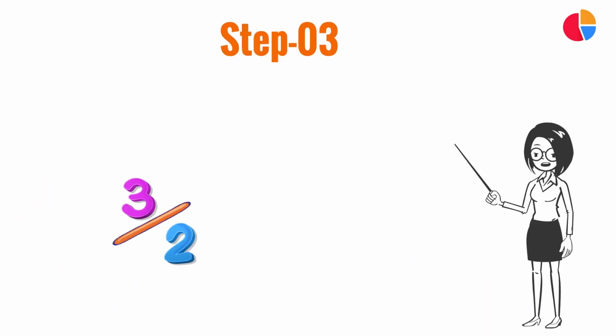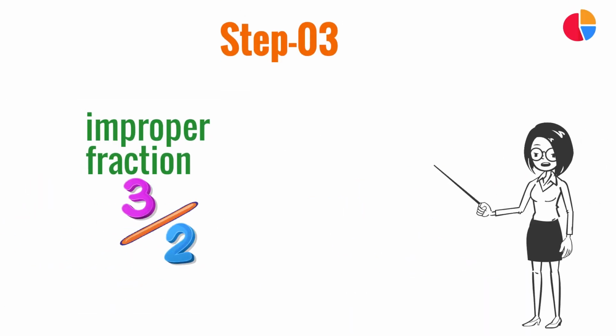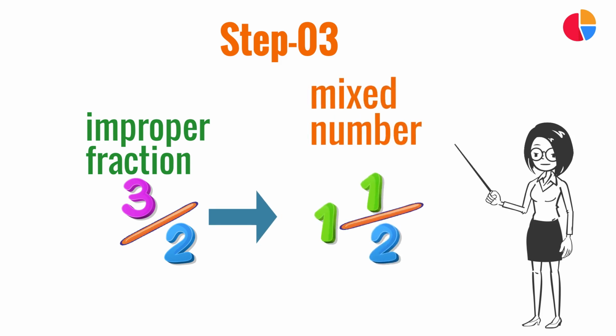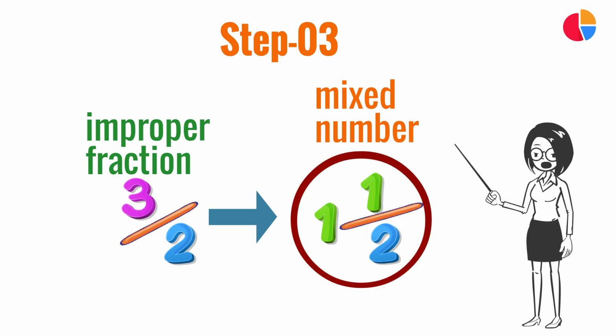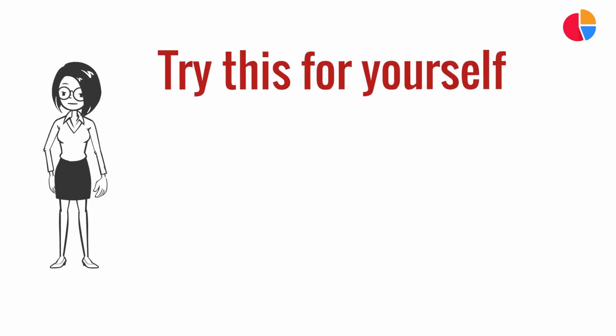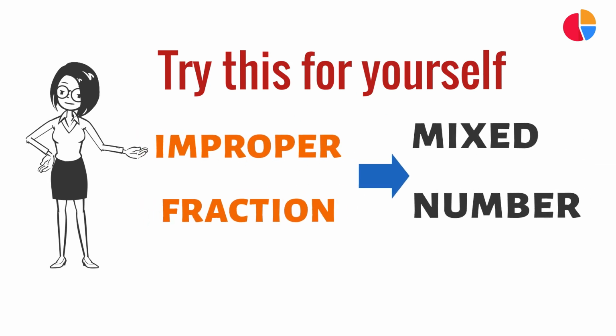Step 3. To show 3/2 as a mixed number, we now need to put together our whole number, our new numerator, and the original denominator. The answer is 1 1/2. Try this for yourself, and see if you can convert an improper fraction to a mixed number.